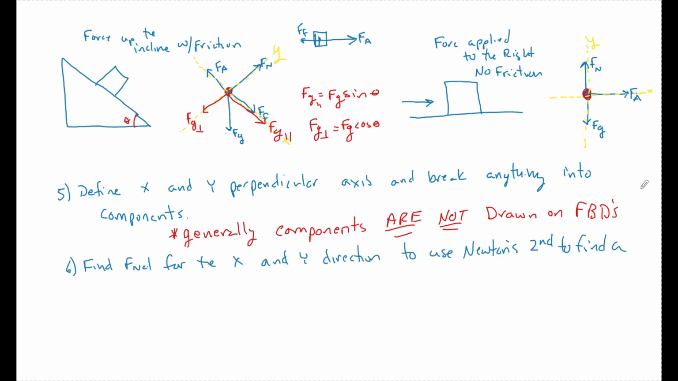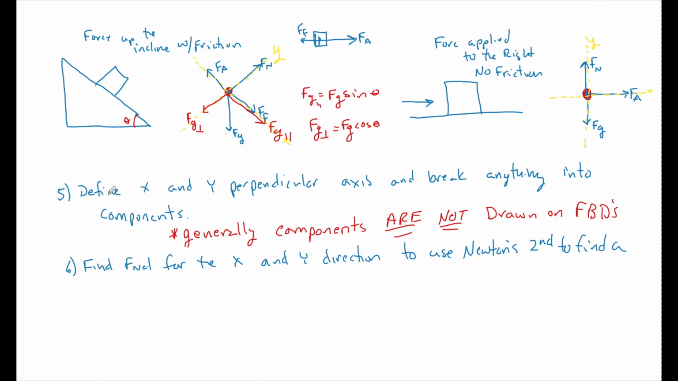The next thing we're going to do is find F net for the X and Y directions, and then use Newton's second law to find A. Okay, when we are using any of Newton's laws, especially when it gets to pulleys and things like that, rule number one, find A. If A is 0, great. If A is greater than 0, we need to know that immediately about the system. So the first thing we're going to always want to do is try and find A, and to do that, we must find F net.